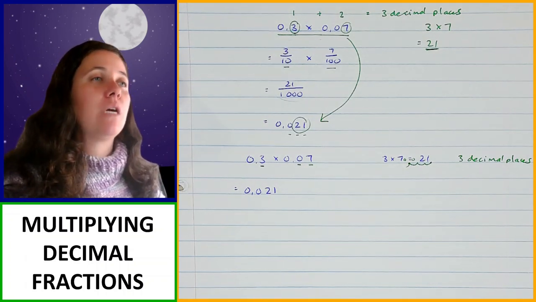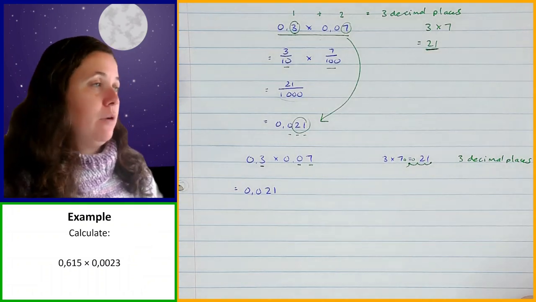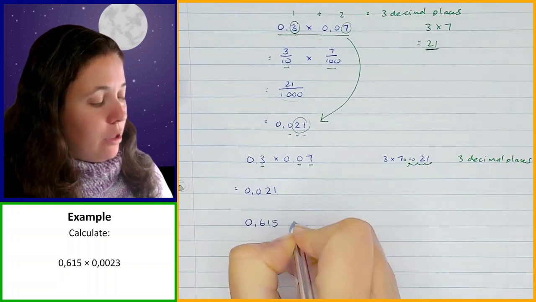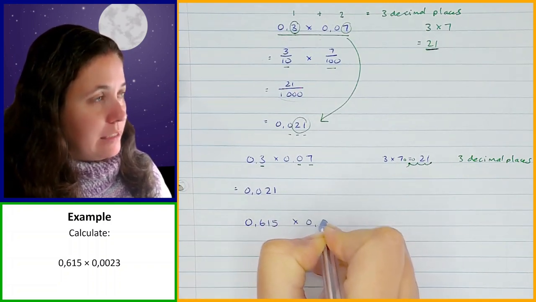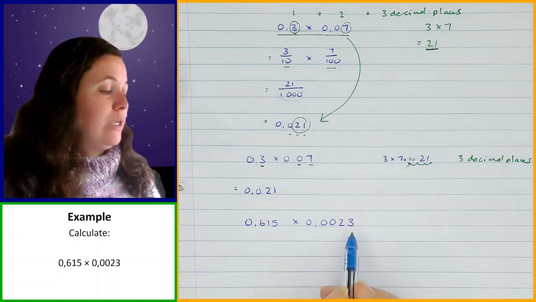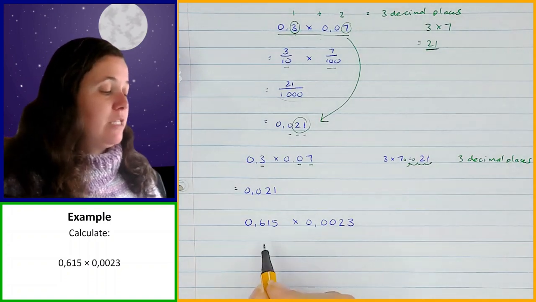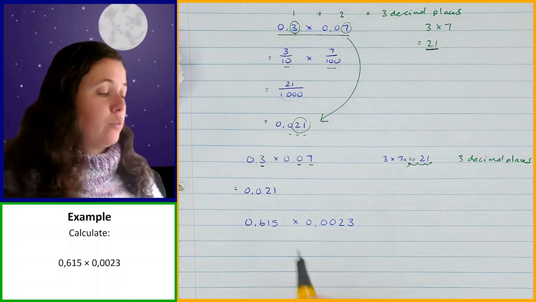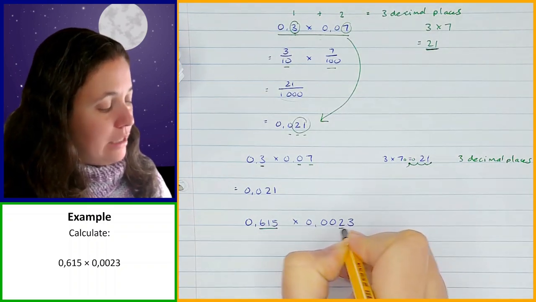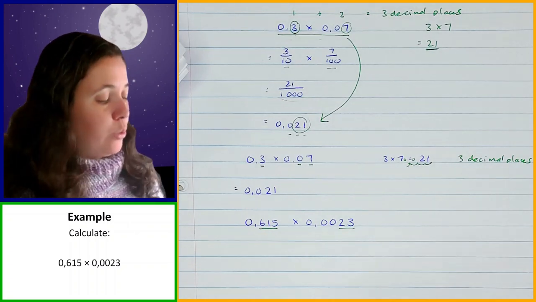Okay, so now let's have a look at a proper example. In this example, we've got 0.615, and we're multiplying that by 0.0023. Okay, so the first thing we're going to do is multiply the two numbers together, but ignoring the decimal part of it. We're just going to look at the numbers. We've got 615 and 23. So that's going to be 615 multiplied by 23.